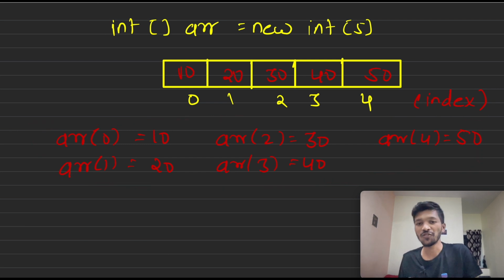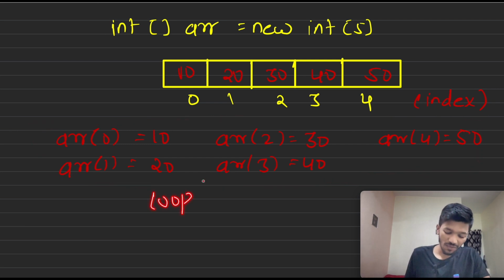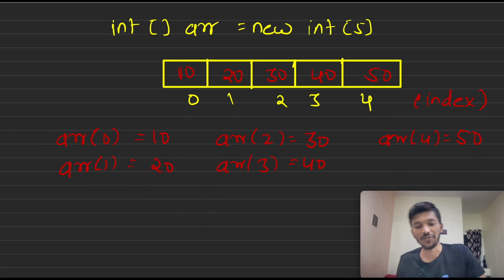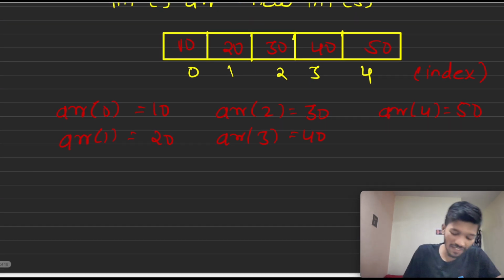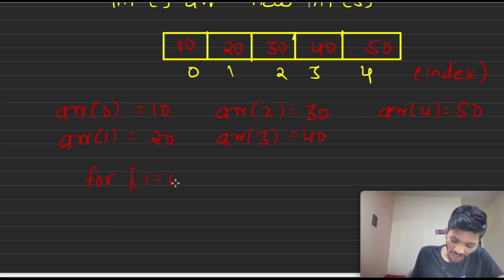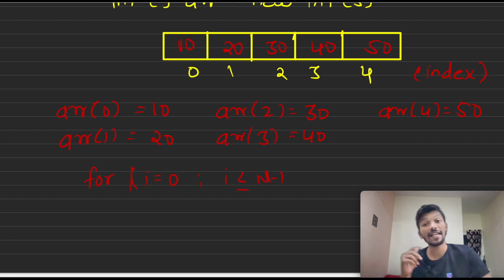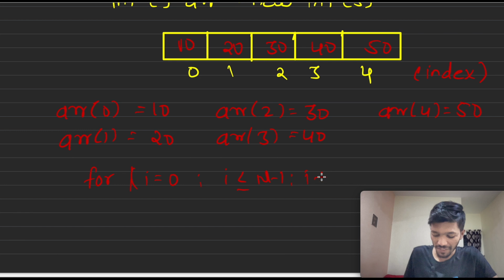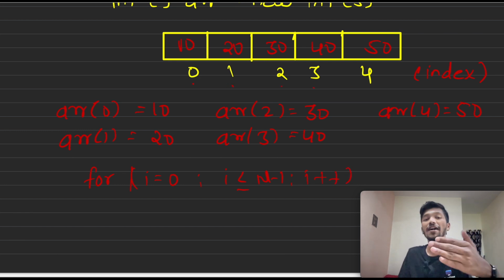So one thing is for sure, I can use the loop, right? So loop will help me to assign the values. So what I can do is I will simply run a for loop, it will start from 0 and go up to less than equal to n minus 1, and I will do i plus plus, because what is happening? 0, 1, 2, 3, 4. My value of i is getting increased.